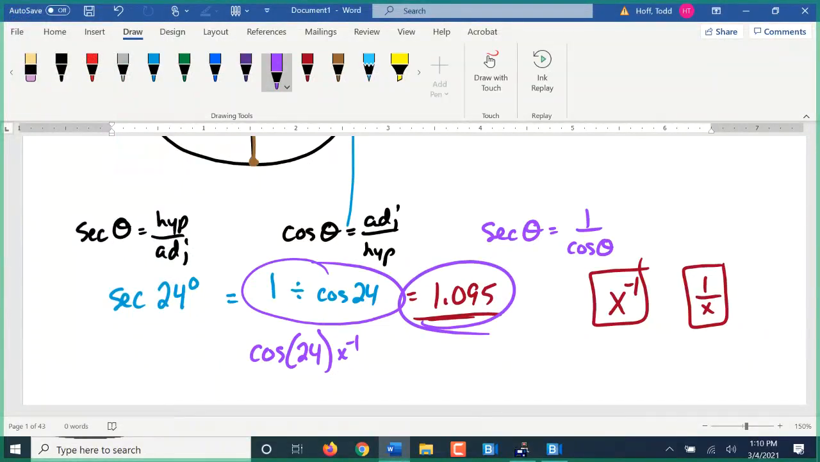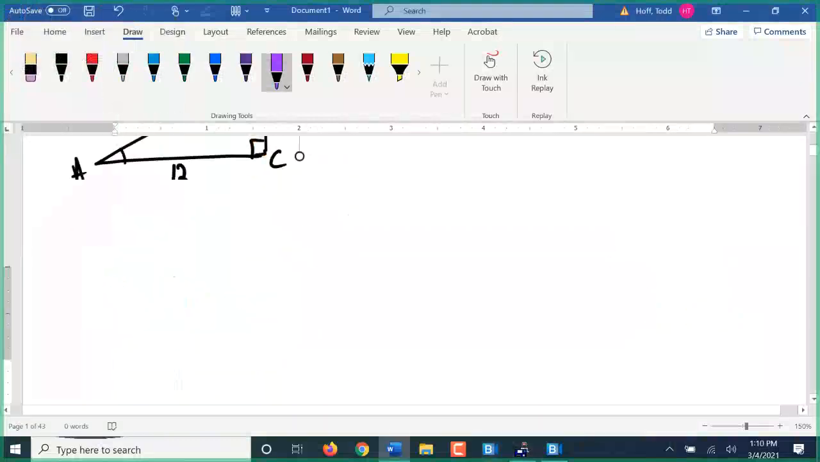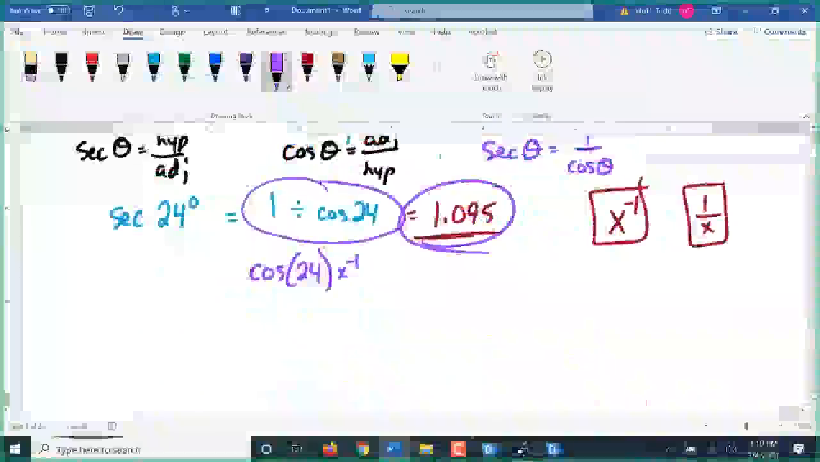Do not confuse that with the keys on your calculator that say sine -1, cosine -1. Those do not do the secant. So stay away from those for now. We'll talk about those next week as to what they do.